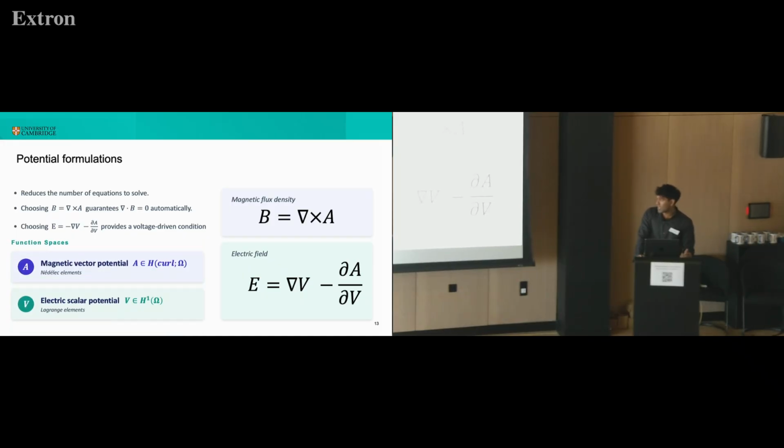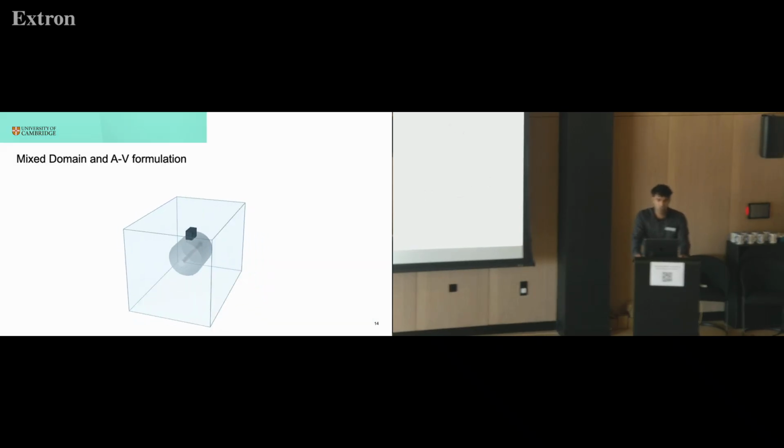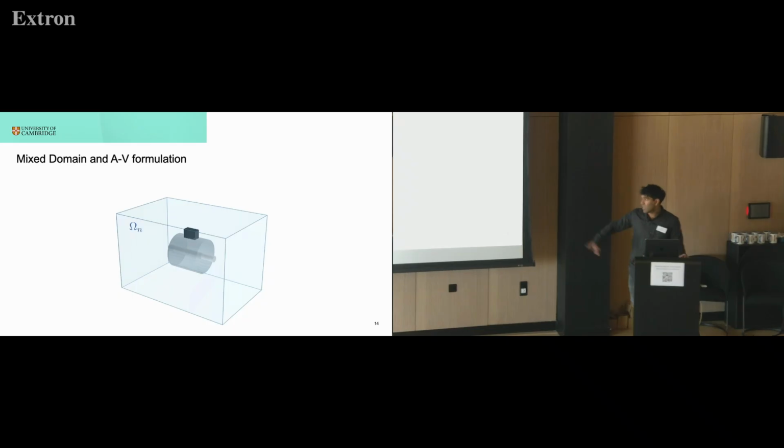Now, for the function spaces for these problems, we use the H-curl or Nedelec elements for A, which has obviously been supported in the literature, and H1 Lagrange elements for the electric scalar potential. So how are we going to solve this type of problem? Here we have our motor, and we're going to use the mixed domain formulations that we can use in FEniCS. So we have a non-conductive domain, and we have a conductive domain where the eddy currents are flowing. And so we're solving these two equations.